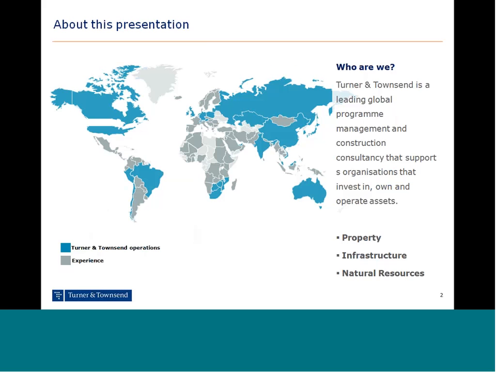So, move on to a bit about the company. We are a leading global program management and construction consultancy that support organisations that invest in, own and operate assets. We talk about physical assets, so the three key sectors we work in are property, infrastructure and natural resources. You can see from the map there that we're involved in work across the globe and actually have day-to-day operations in many places.